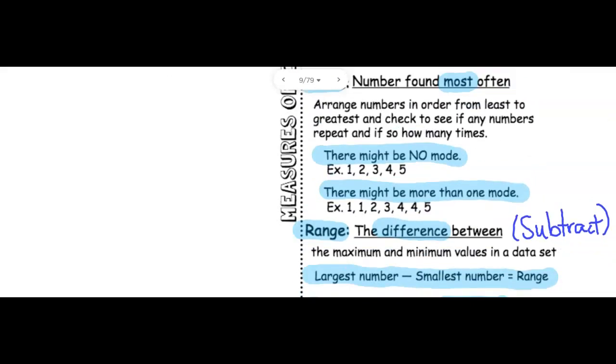And sometimes there might be more than one mode. So in this example, we have two number ones and we have two number fours. That means the mode for that set would be 1 and 4.